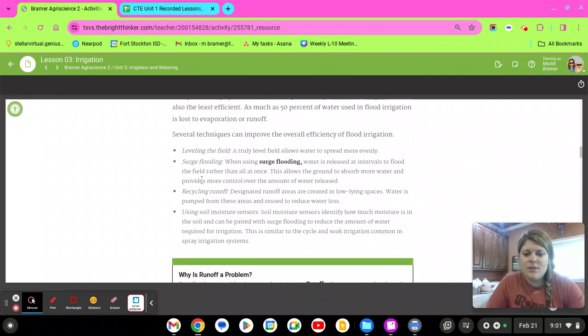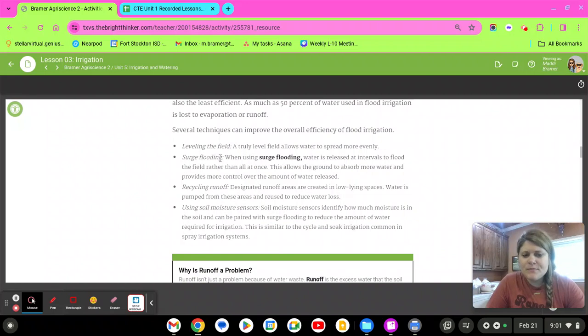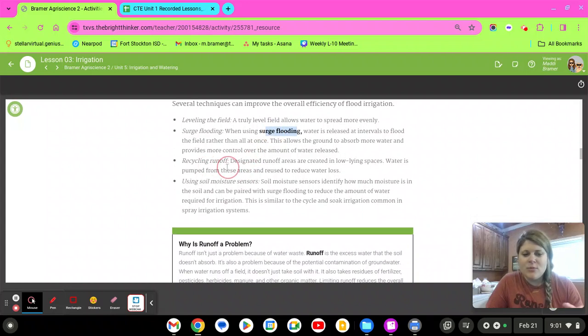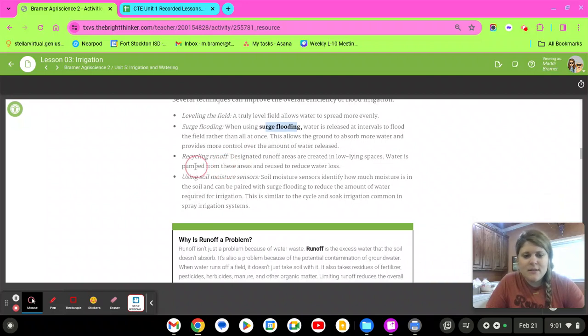You can improve the efficiency of it by leveling the field. Surge flooding. So when you use that, water is released at intervals to flood rather than just flooding all at once. So you do it every once in a while. So that allows the ground to absorb more water and provides more control over the water released.